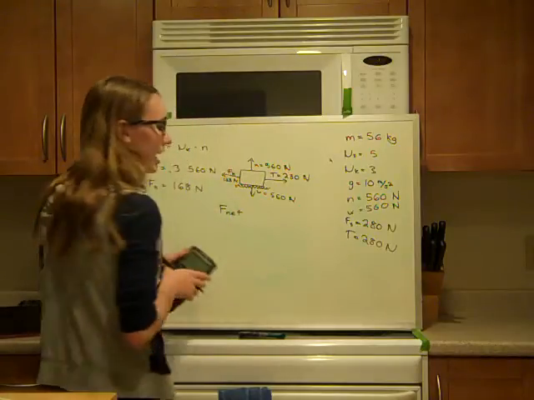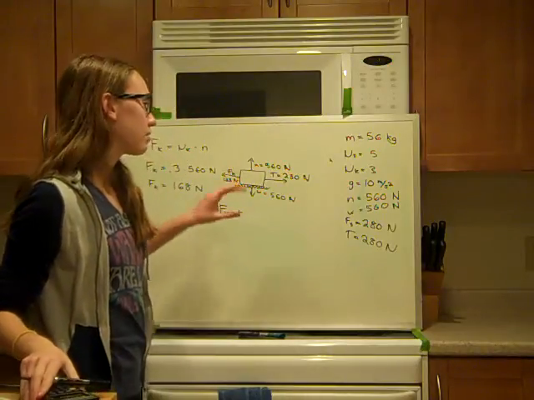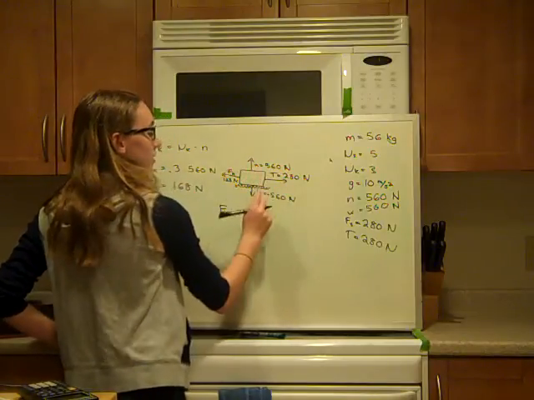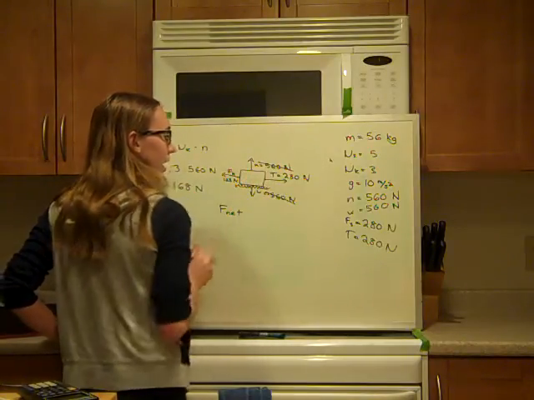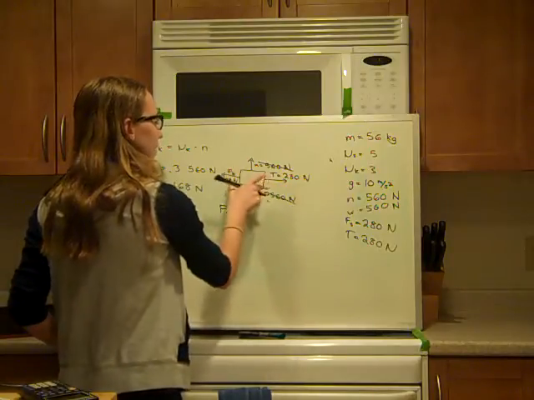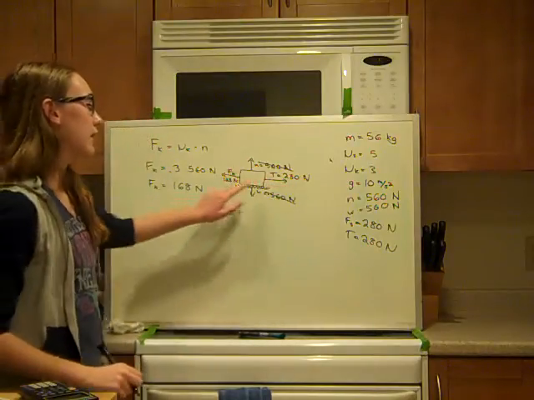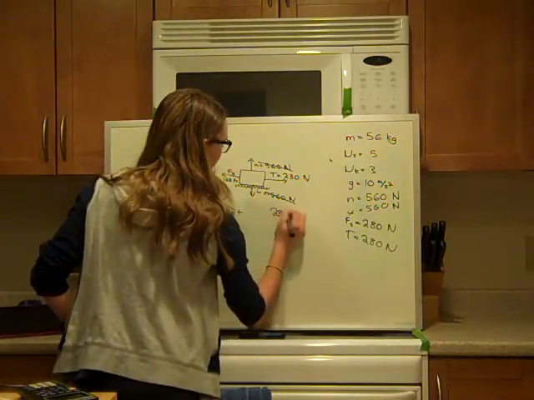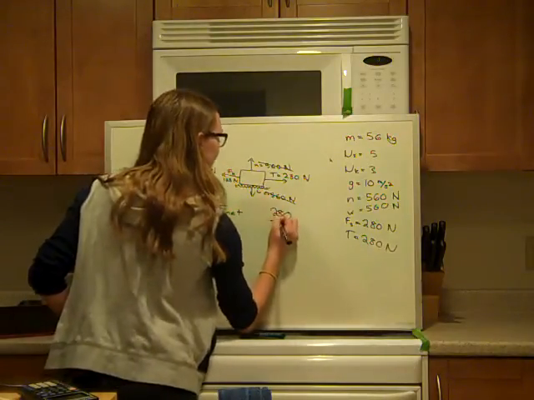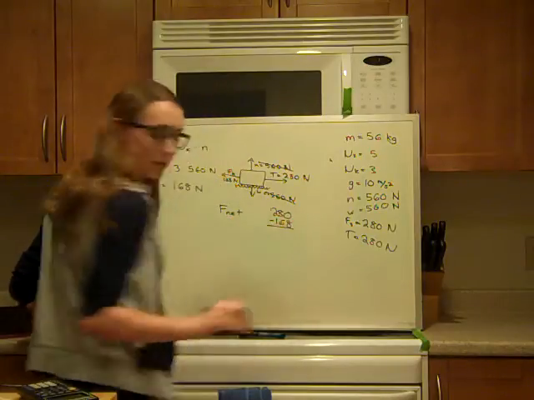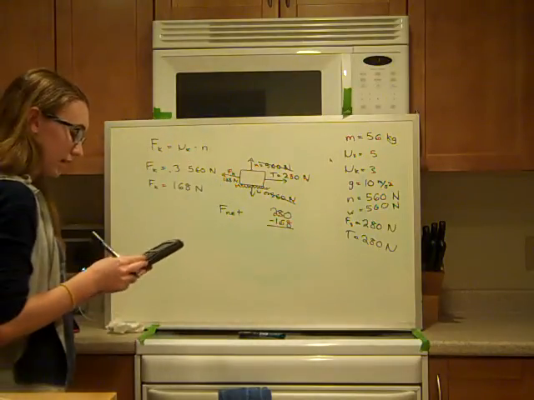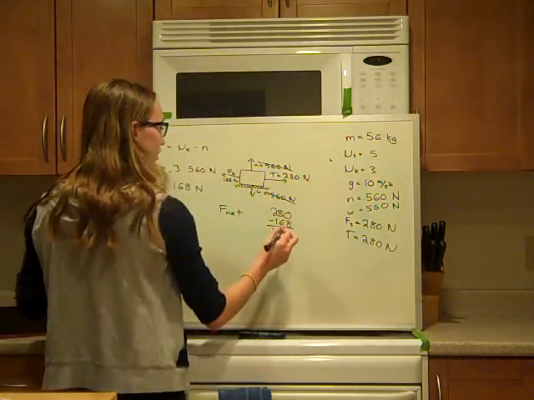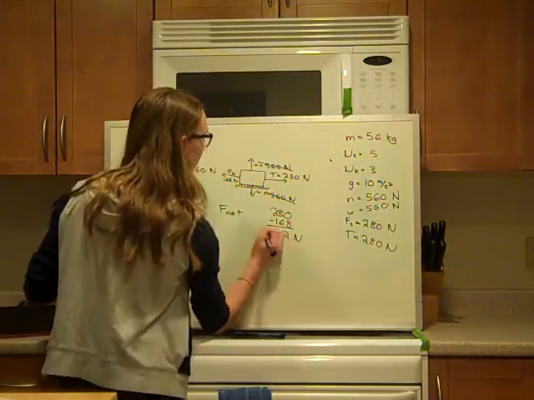So for the net force, typically you can do it kind of visually, like you can see, oh yeah, the normal force and the weight, they cancel out. And then you can just see, oh, I need to subtract 168 from 280. And then you're going to end up with 280 minus 168 is 112. So this is the net force, 112.